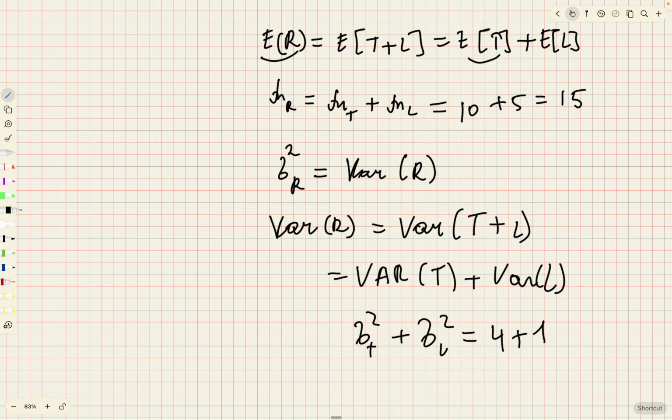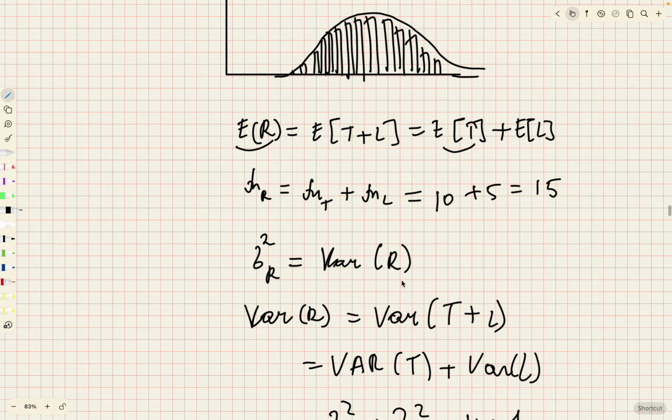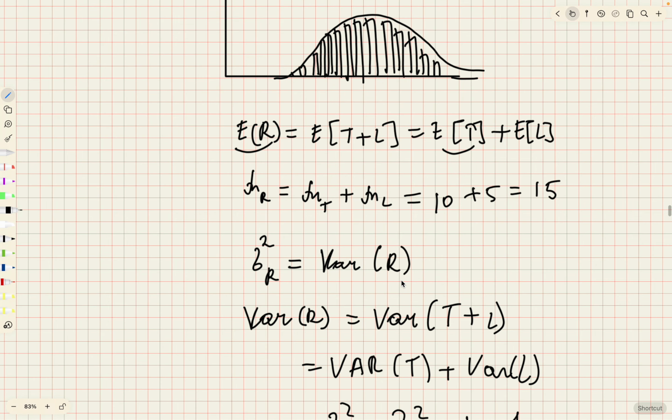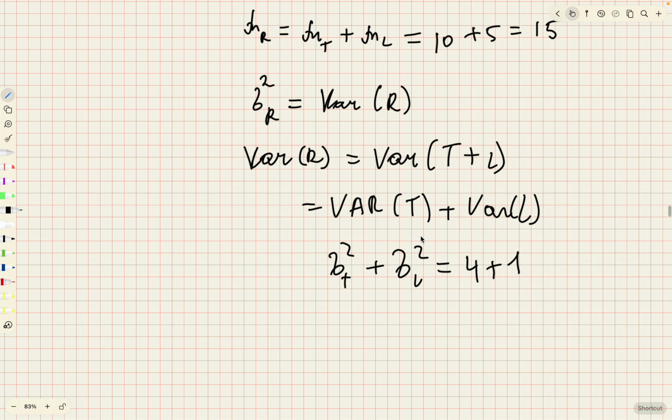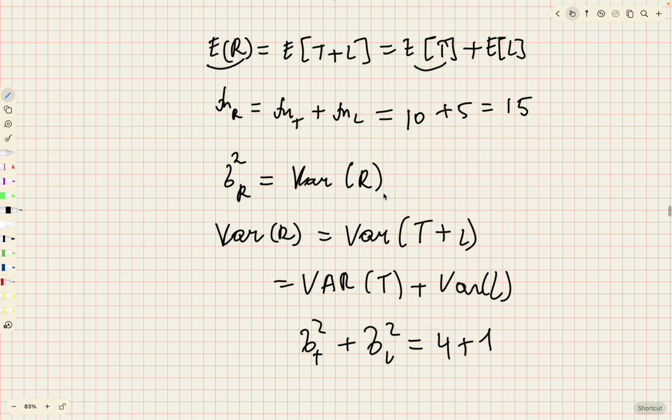So basically that's how, when we sum two Gaussian distributions, we can find the variance and mean by just summing the variances of the two distributions, and the expected values as well, if you want to find the expected value.